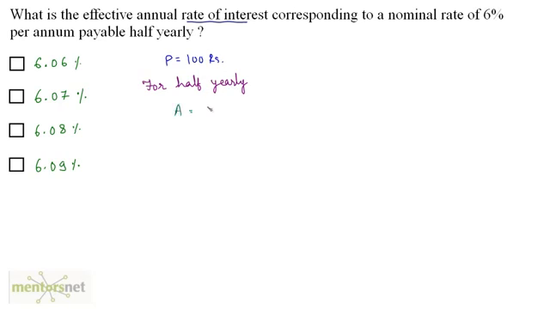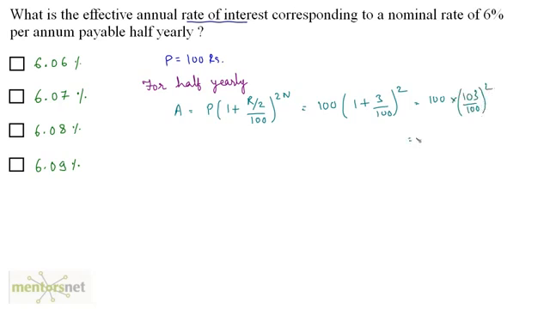It is equal to P into 1 plus, as it is payable half-yearly, the rate becomes half upon 100, raised to the time period, which becomes twice. So let's calculate the amount. The principal is 100 rupees times 1 plus 6 by 2, and that's 3 upon 100, raised to 2. Right, that's 100 into 103 by 100 raised to 2. That's 100 into 103 square upon 100 square.